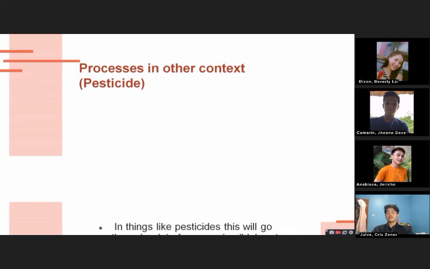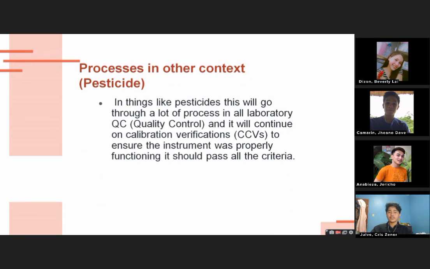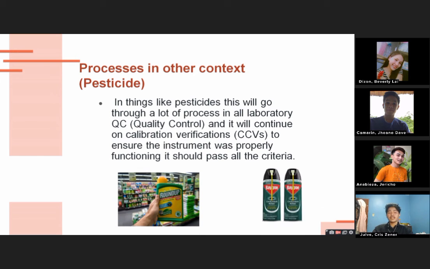Next is processes in another context: pesticide. Things like pesticide will go through a lot of processes in laboratory quality control, or QC, and it will continue on to calibration verifications, or CCVs, to ensure the instrument is properly functioning. It should pass all the criteria.